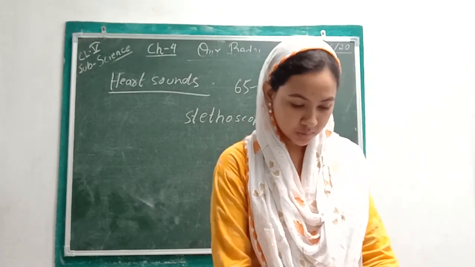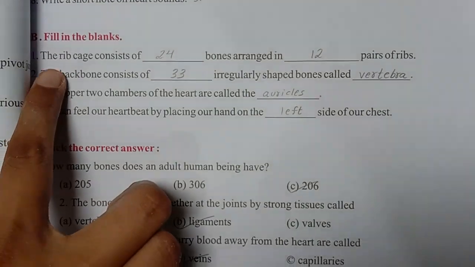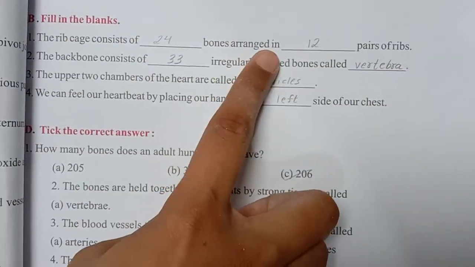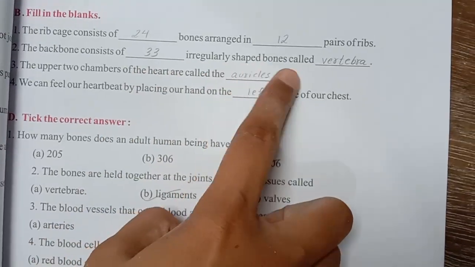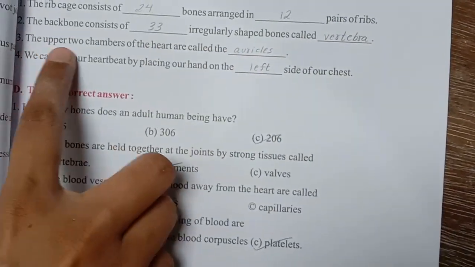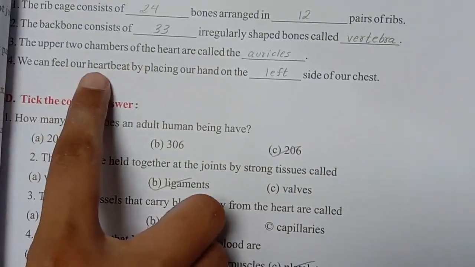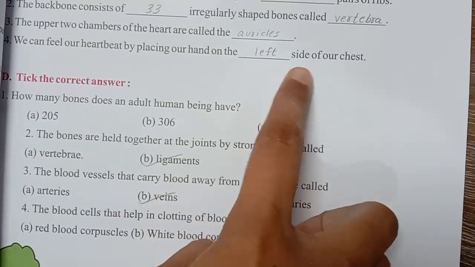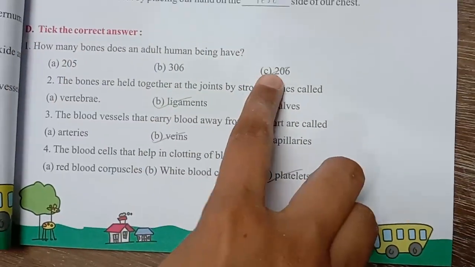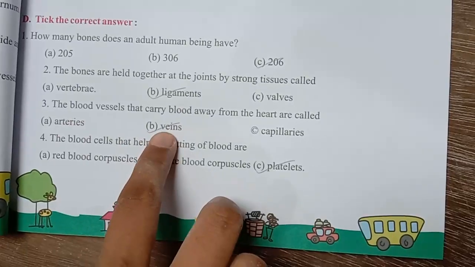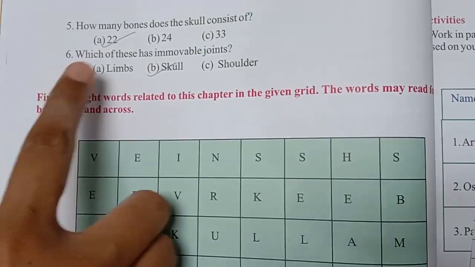Now I will give you the objective type answers. First one, the rib cage consists of 24 bones arranged in 12 pairs of ribs. The backbone consists of 33 irregularly shaped bones called vertebra. The upper two chambers of the heart are called the auricles. We can feel our heartbeat by placing our hand on the left side of the chest. Next is take the correct answer. The first one is C, second one B, third one is B, fourth one it's C. Fifth one is A, the sixth one is B.